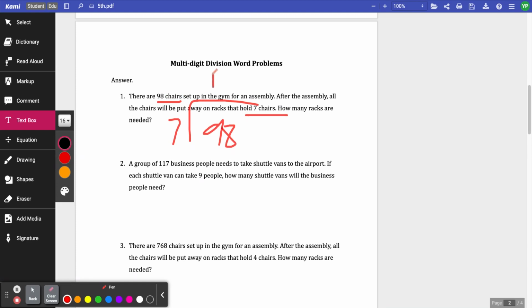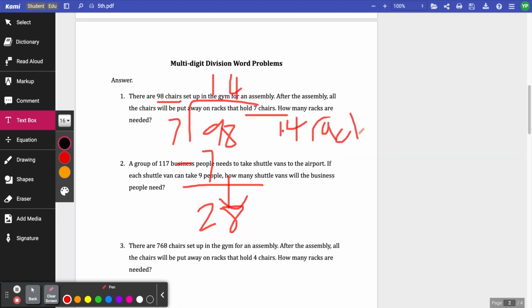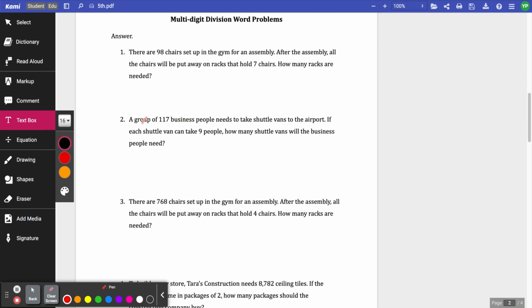7 goes into 9 one time. There's 2 left, and then you bring down the 8. And then 7 times 4 equals 28. So there'll be 14 racks. 14 racks needed. 14 racks. Now we'll do number 2.